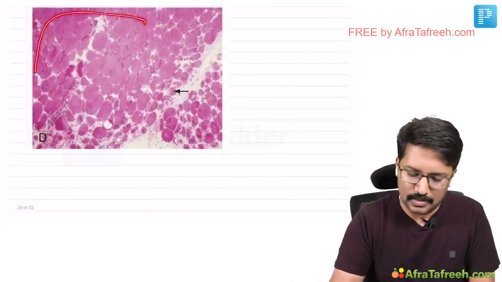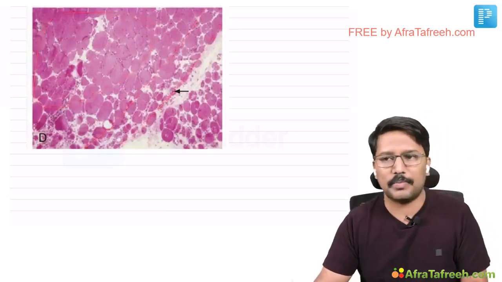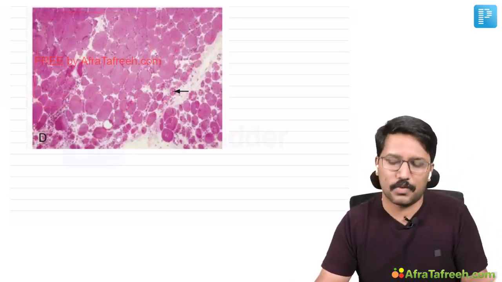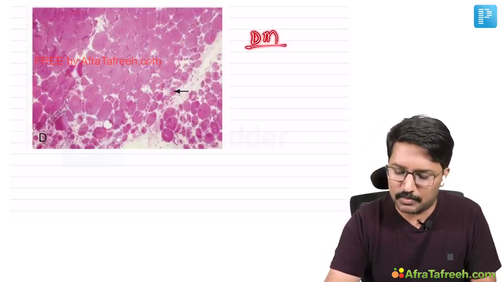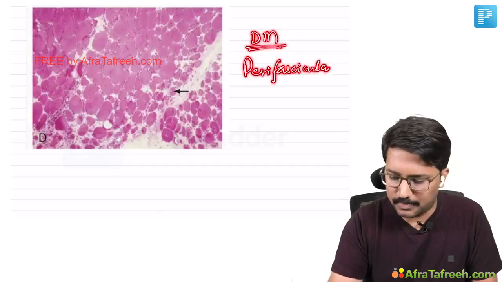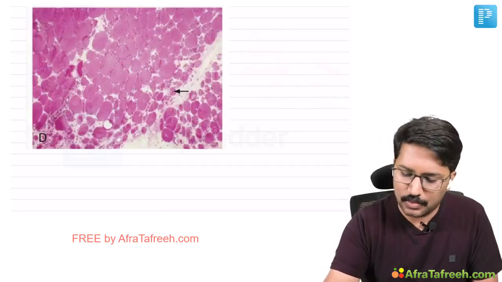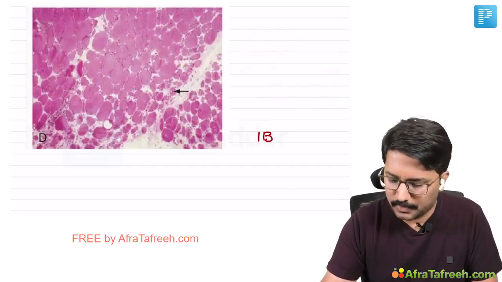You look at the muscle fiber sizes here and look at the muscle fibers in this region. So if you get this biopsy picture, the diagnosis is pretty straightforward. We are dealing with dermatomyositis because we have perivascular atrophy here, right?